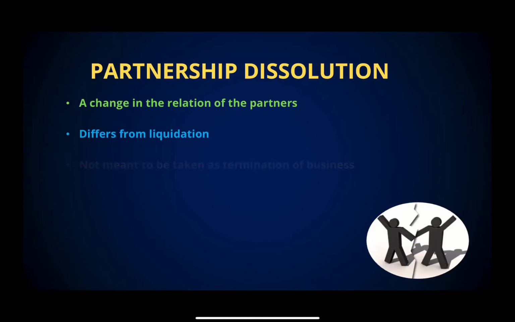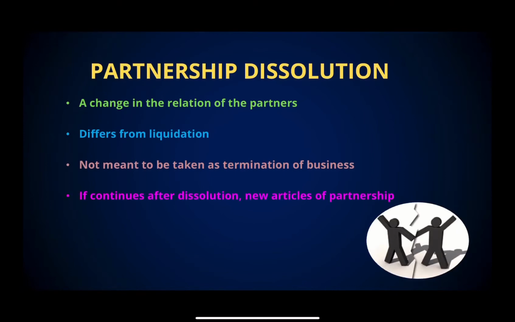Partnership dissolution does not necessarily terminate the business. It will continue until the remaining partners decide to liquidate the business. If the business is continued after dissolution, new articles of partnership should be drawn up.